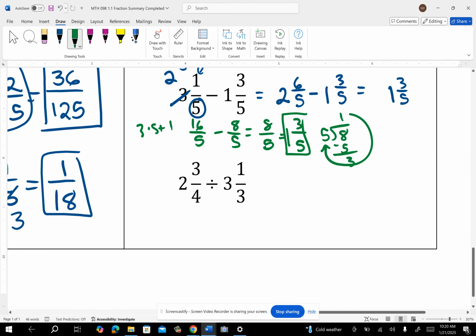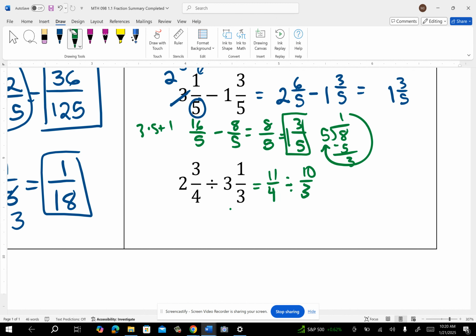All right, now for this problem, it's a division. This one you have to change it to an improper fraction. So that would be 8 plus 3. That would be 11/4. This would be 10/3. Okay? Let me do that here. That would be 11/4 divided by 10/3. Don't need common denominators because we're multiplying and dividing stuff.